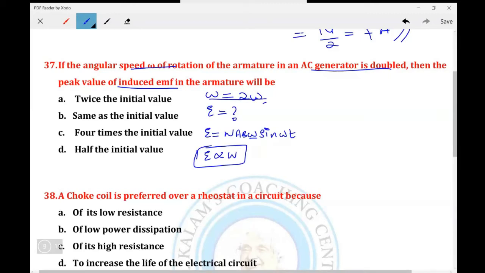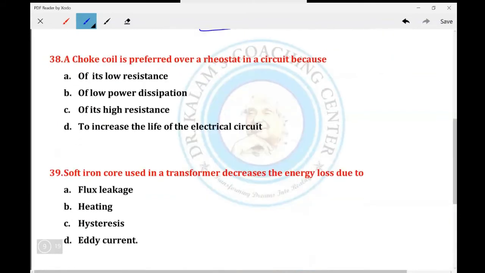A choke coil is preferred over a rheostat in a circuit because, so first, what is a choke? A choke is nothing but a circular coil wound on a soft iron core. Take this as an iron core. On this iron core, they wind a coil. So this is your copper wire.